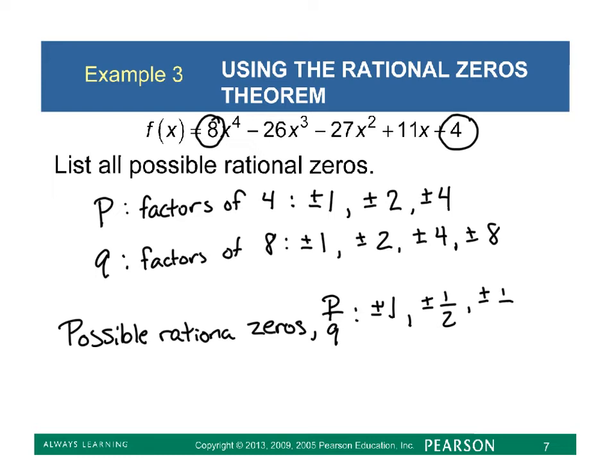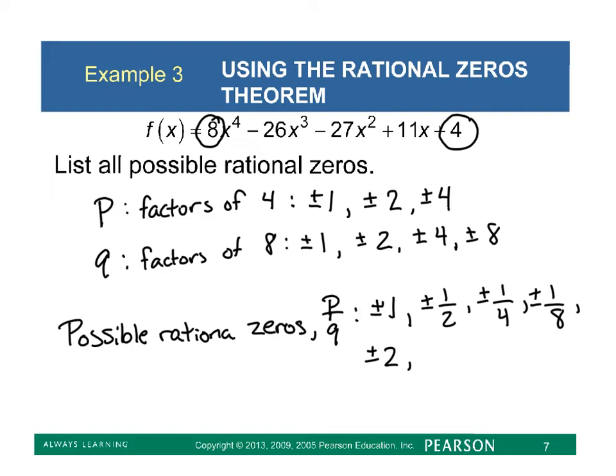And 1 over 4. And 1 over 8. Okay, now let's start with 2. We have 2 over 1. And then 2 over 2, like I said, that's 1, so we're not going to repeat ourselves. And 2 over 4, that's 1/2. And then 2 over 8, that's 1/4, so we're not going to repeat that.